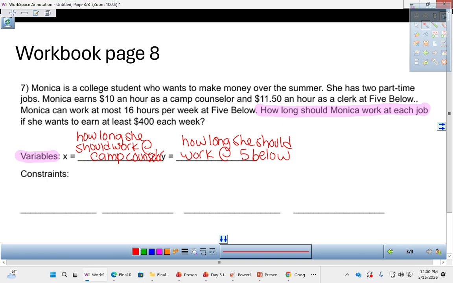If you remember from this unit, the first 2 inequalities are always the same. X is greater than or equal to 0, y is greater than or equal to 0, because she can't work negative hours at either of these places. The next thing I want to do is I want to go through and find the 2 biggest numbers in the problem, the 2 biggest numbers that are left in the problem. 16 is one of them, and 400 is the other.